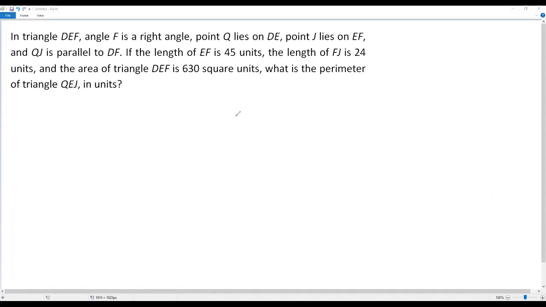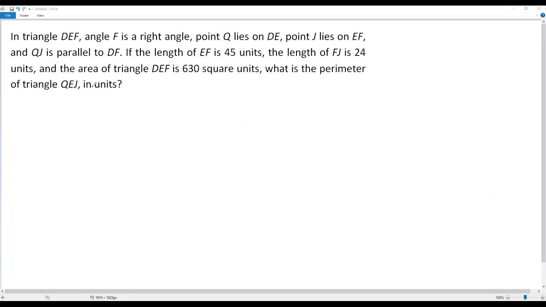In triangle DEF, angle F is a right angle. Point Q lies on DE, point J lies on EF, and QJ is parallel to DF. If the length of EF is 45 units, the length of FJ is 24 units, and the area of triangle DEF is 630 square units, what is the perimeter of triangle QEJ in units?